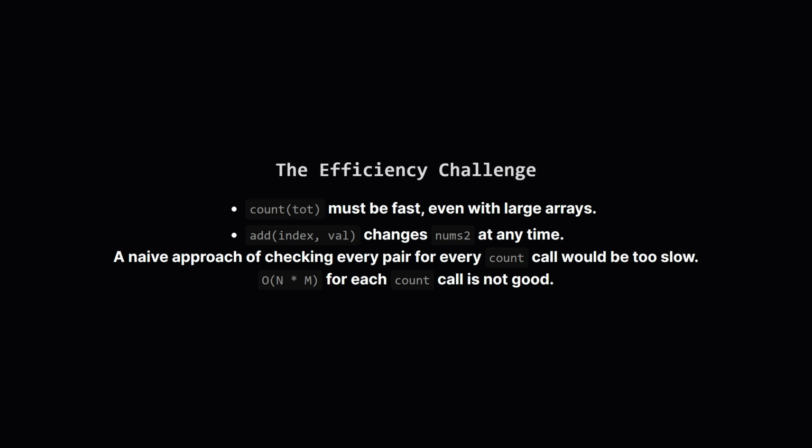Doing that manual scan every single time for the count operation would be way too slow, especially if nums2 is a huge list. The real tricky part is that add operation. It means nums2 can change, so we can't just pre-calculate all the possible sums once and be done with it. We need a much smarter way to look for our target numbers.